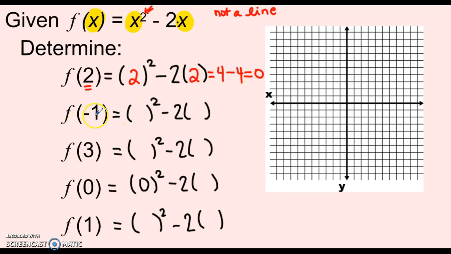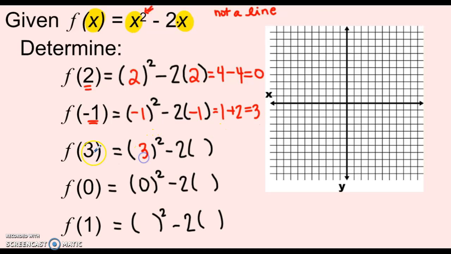Next one is f of negative 1, so I'm plugging in negative 1. So negative 1 squared means negative 1 times negative 1, and a negative times a negative is a positive. So I've got minus 2 times a negative 1. Well, that's 2 negatives being multiplied. So that becomes a positive 2, which gives me 3.